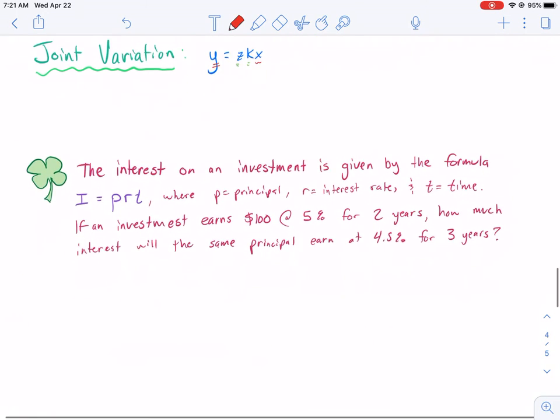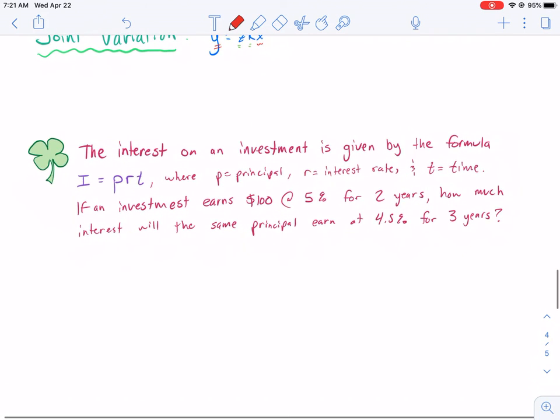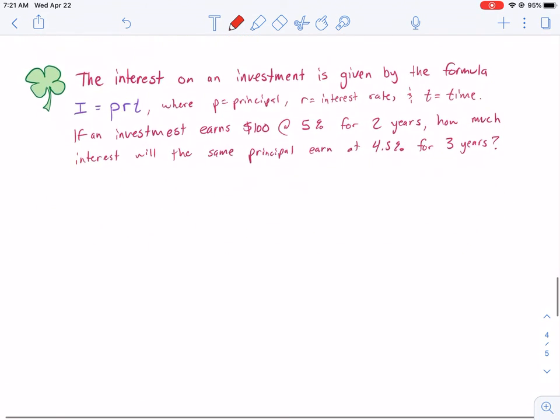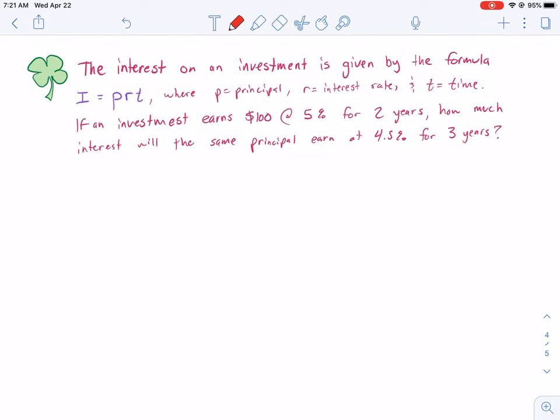One of the most practical uses of joint variation is interest problems, because there are multiple things affecting the amount of money that you get when you put something into a bank or you have a loan. So the interest on an investment is given by the formula I equals PRT, where P is the principal, R is the interest rate, and T is time. If an investment earns $100 at 5% for 2 years, how much interest will the same principal earn at 4.5% for 3 years?